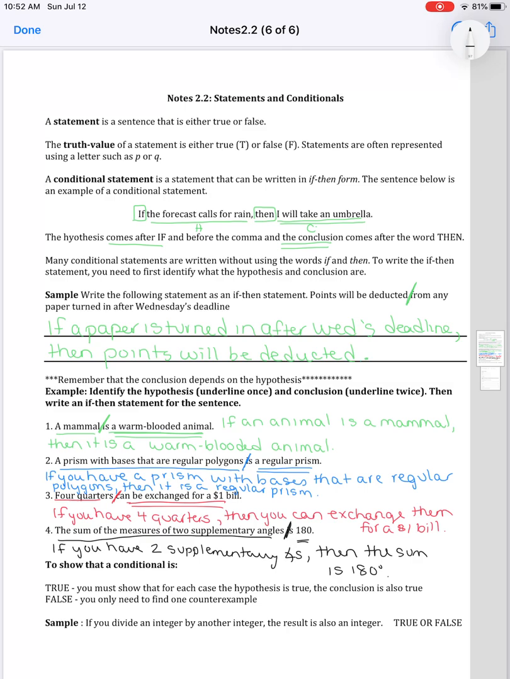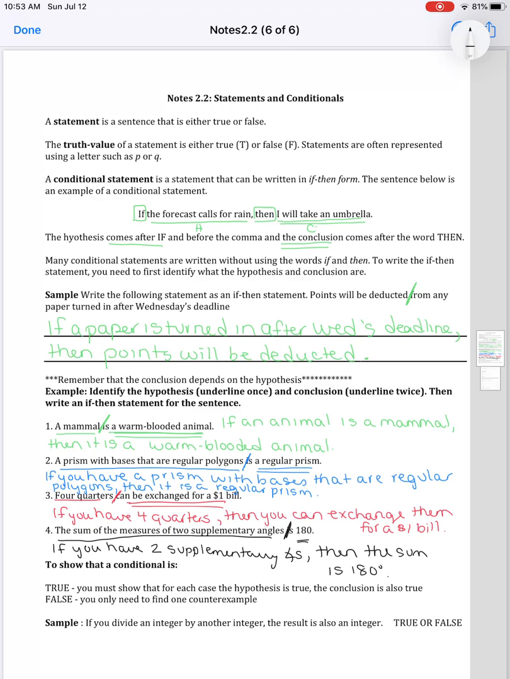Now, the conditional, again, that is your if P then Q. If something, then something. So in order to determine the truth value of it, it would be true in the case that you must be able to show that for every case of the hypothesis being true, the conclusion is also true. But with false, you only need to find one counterexample, only one thing that disproves it in order for the statement to be false.